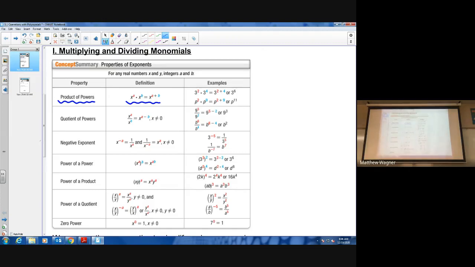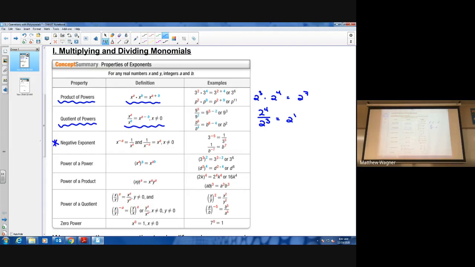So a product of powers, when we're multiplying two powers, meaning they have the same base and they have some sort of exponent tied to them, we add the numbers together. So if I had 2 to the third times 2 to the fourth, that would be 2 to the seventh power, okay? When I'm multiplying powers, I add their exponents. Thus, when I have a quotient of powers, meaning I have something like 2 to the fourth over 2 to the third, I get 2 to the first. I subtract those powers, okay?